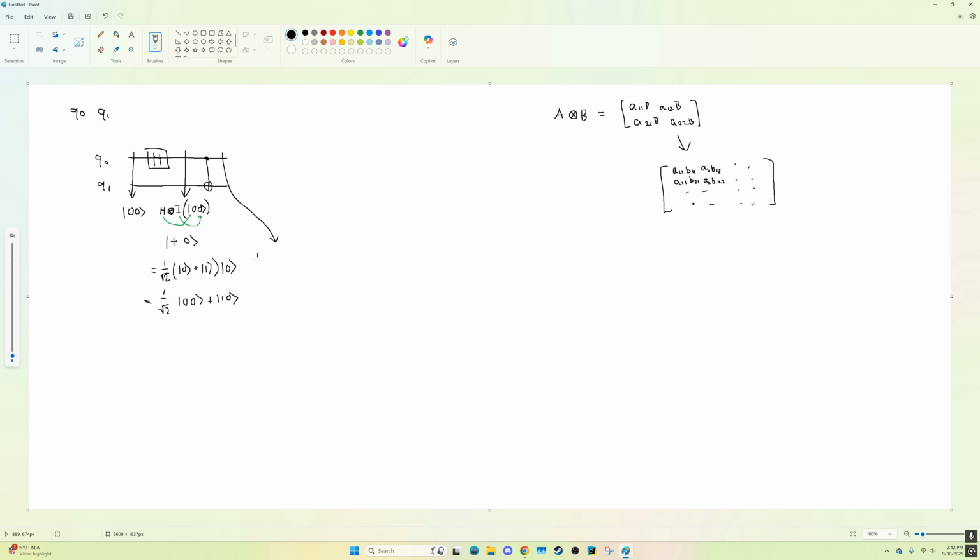So what happens when you apply a C naught to this? I should put a parenthesis right here. When you apply C naught to 0, 0, nothing will happen. And when you apply C naught on the first qubit, Q0, this 1 as a control will flip Q1 to a 1 as well, so you get 1, 1. And this is the Bell pair state.